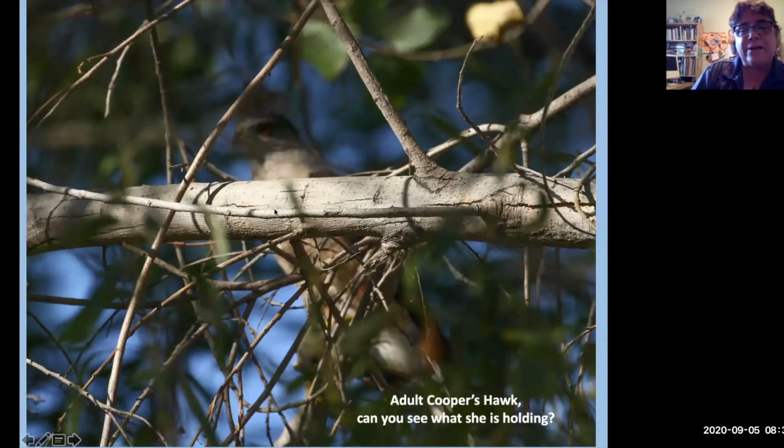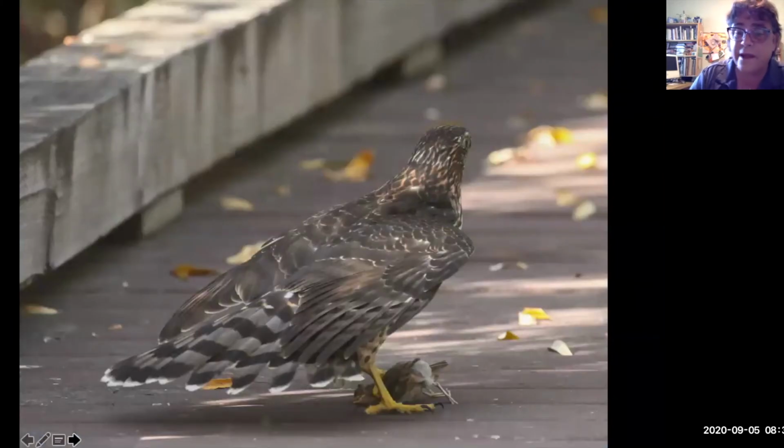And if you look at her, this is Mama, you can see that she's got something hanging here in her talons. So the bird goes into the tree, tumbles out of the tree, and onto the ground right in front of me, and got the bird that Mama ate.